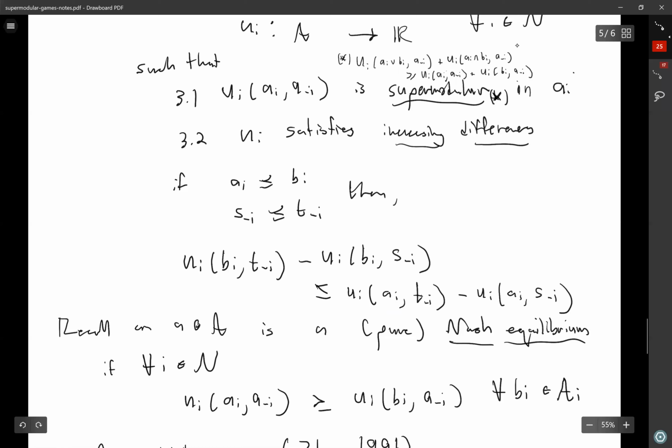and I think the a's and b's should be swapped. I think that's an error, but I'll have to double check that.